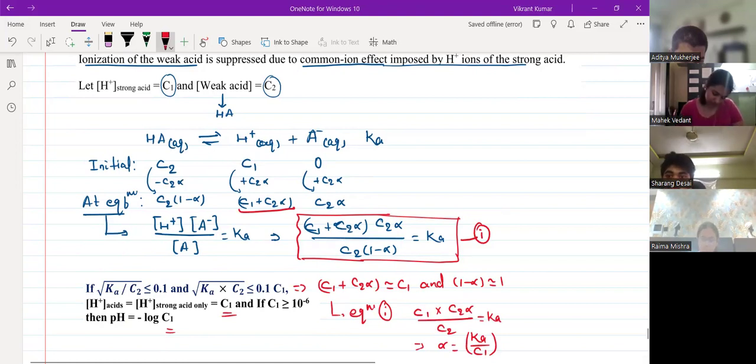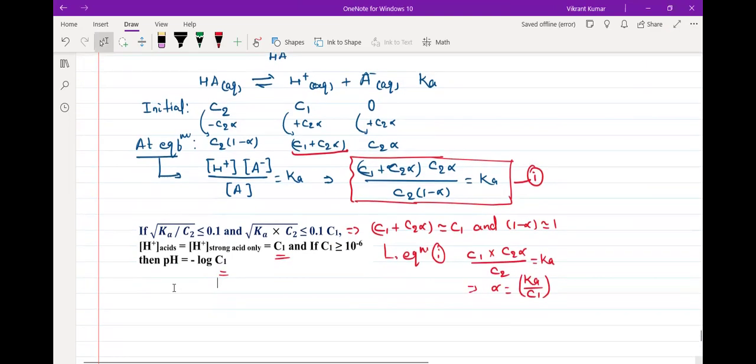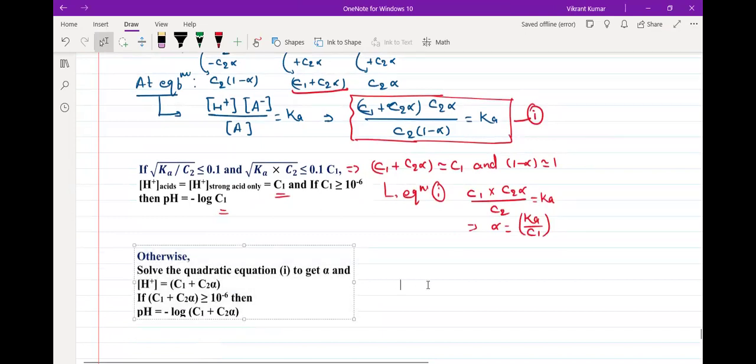Any doubt? If any one of these conditions is not valid, we have to anyway solve the quadratic equation. So if I am getting a condition where any one of these is not valid, then we'll directly write that we have to solve the complete quadratic, equation number 1, to get this one, and H plus is nothing but C1 plus C2 alpha. Is it okay? Check once, if there is any doubt, ask.